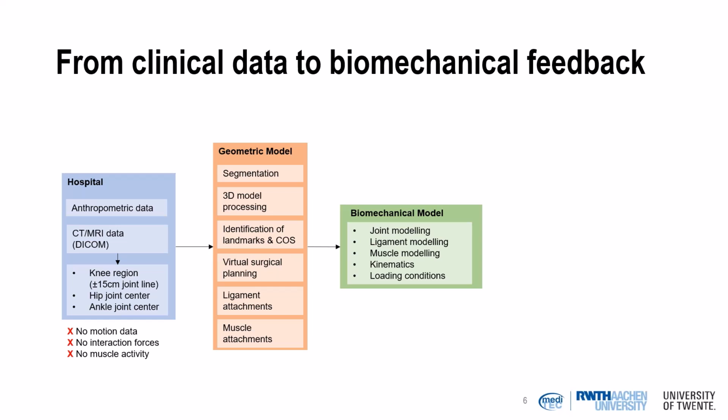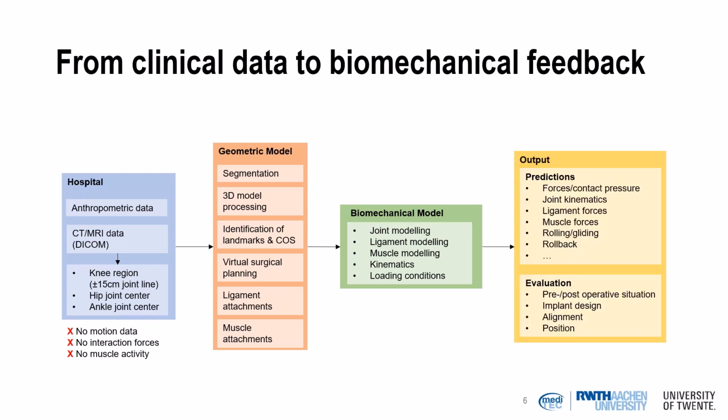This whole geometric model can then be further transferred to a so-called biomechanical model to do actual biomechanical calculations. But then additional assumptions and modeling steps need to be performed. So we need to actually model the joint, we need to model ligaments, muscles, and if we do inverse dynamic analysis, we have to feed the model with a kinematic and motion input and also with the loading conditions.